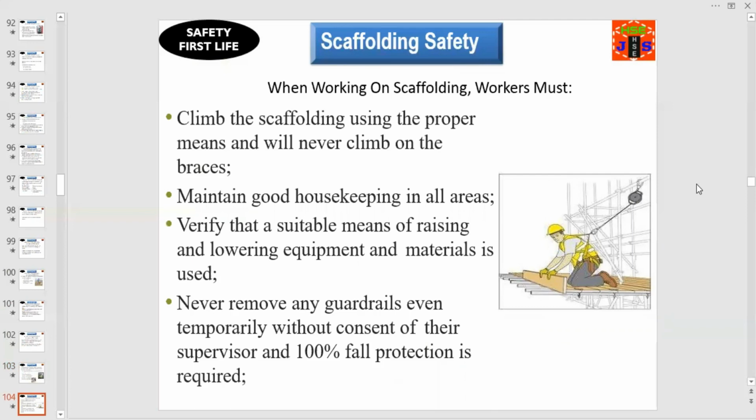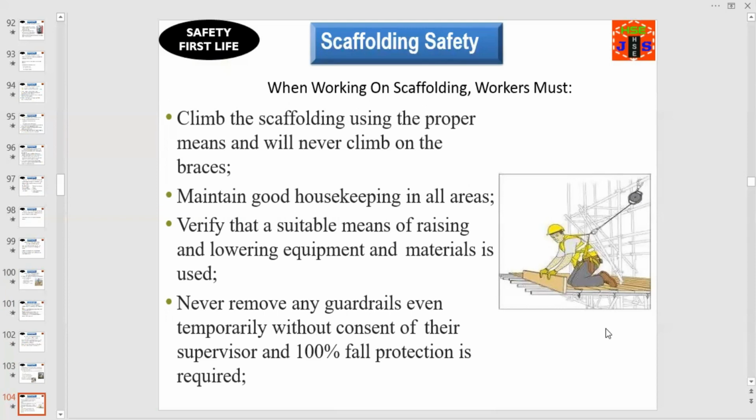But when you are working on scaffolding, you must climb the scaffolding using the proper means and will never climb on the braces. You have to maintain good housekeeping in all areas. You have to verify that a suitable means of raising and lowering equipment and material is used. And never remove any guardrails, even temporarily, without consent of their supervisor, and 100% fall protection is required.